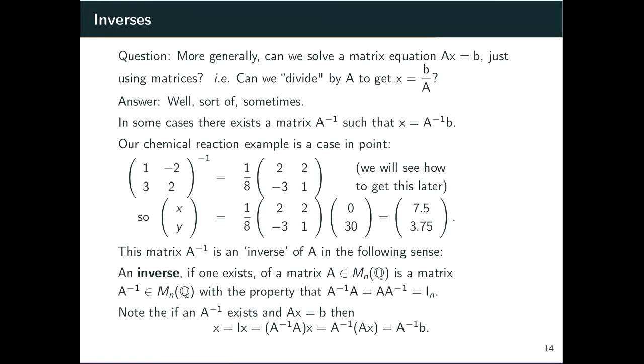And so this is just another way of writing what I wrote up before here. If an A inverse exists and we have Ax equals B, and we want to solve for our vector x, then what we can do is we can go x is equal to the identity times x, which is A inverse times A times x, which is equal to A inverse times Ax, and then we substitute out the Ax for B using this equation here. And so we find out that x is equal to A inverse B. Cool.